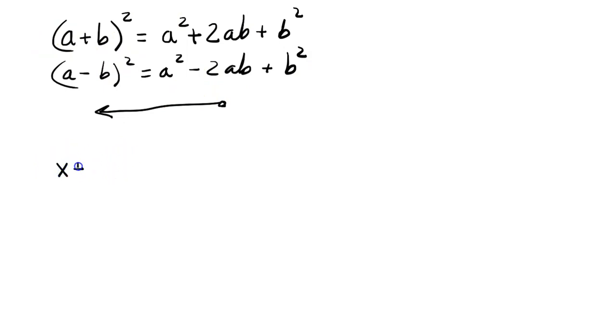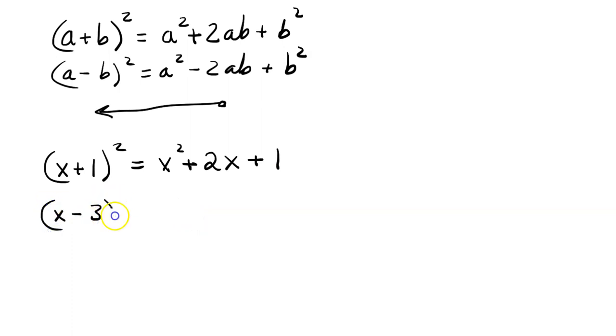For example, if I have x plus 1 squared, then the first rule here gives us that this is x squared, 2x times 1, that's 2x, and then 1 squared. Or for example, x minus 3 squared. This is x squared minus double of this, 6x, and 3 squared, that's 9.